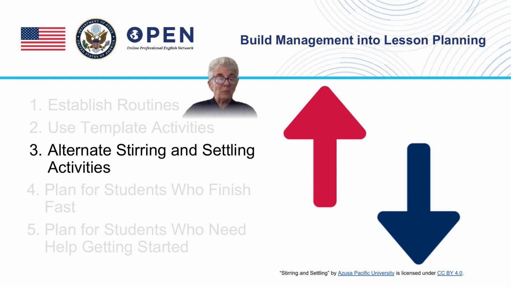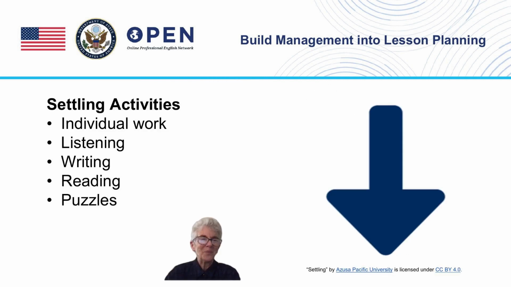Sometimes classroom management problems happen because students have been sitting too long and are getting sleepy or restless. Sometimes the opposite is true. Students have been doing a lively activity and are slow to get quiet. We can prevent such problems during the planning stage by alternating activities that stir students up or stimulate them with activities that settle students down or calm them.